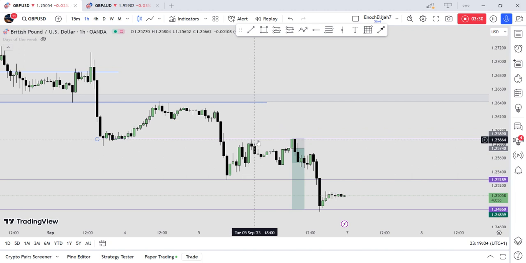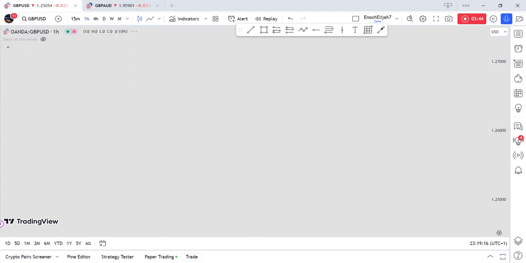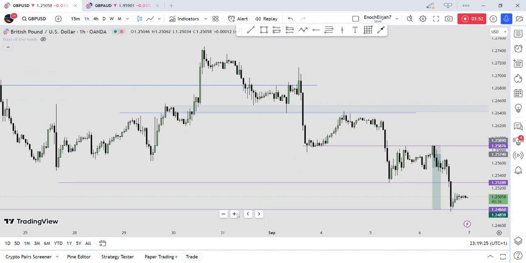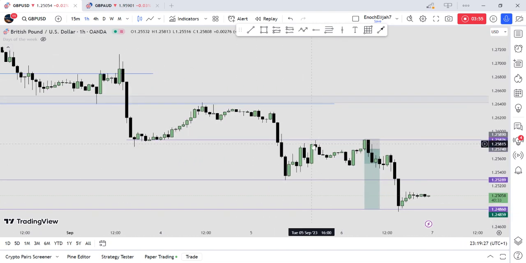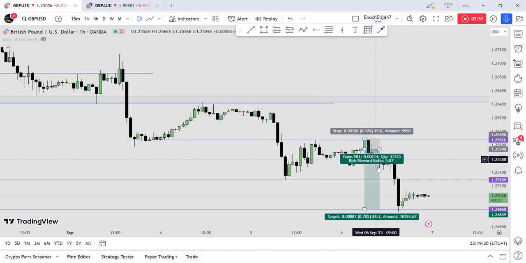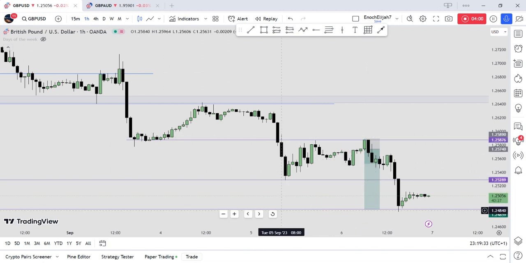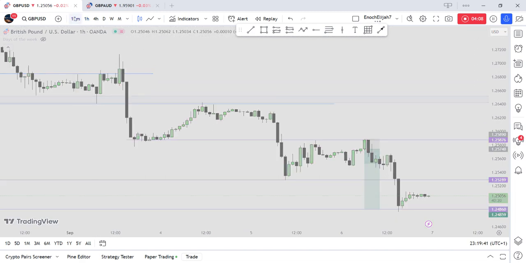Now I was hoping that price would break, or at least tap into, this old high right here to take out the buy-side liquidity that's resting on it, with the hope that once price taps into this old high, it will reverse and then take out these lows and this low as well. So once I had it set in place on the 1 hour time frame, I went to the 15-minute time frame.